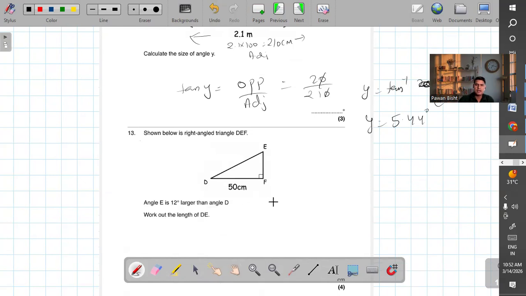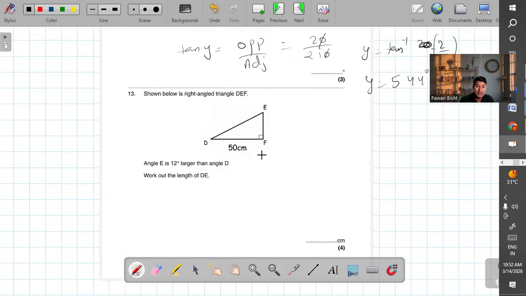Okay. Now question number 13, they say shown below is a right angle triangle DEF and angle E is 12 degree larger than angle D. 12 degree larger than angle D, right? So if I consider this angle as x, this will be x plus 12. Okay, x plus 12, right? So you have to work out the length of DE.